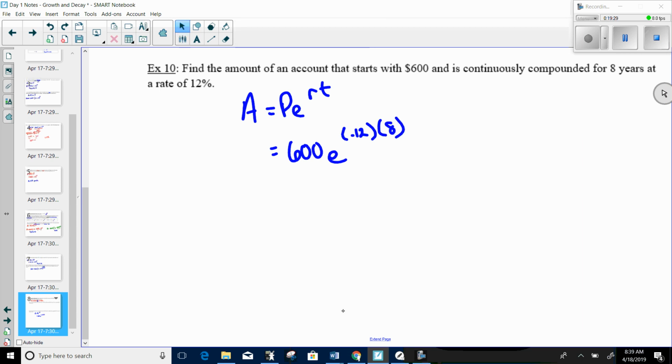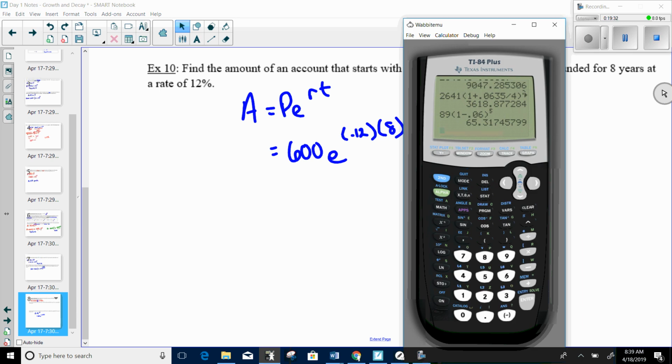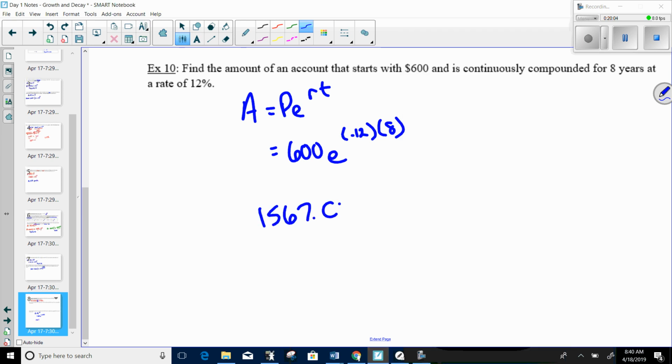So again, what you do is you use your calculator. So you do 600. And then there is an E above the division sign. So you hit second E, and that's second division sign. And then you raise it and make sure you put your exponent in parentheses, which my exponent is 0.12, which is the percentage, times 8. And if you hit enter, you're going to get 1,567.08 or 02, excuse me. So you get 1,567.02 if you round to 2 decimal places. Is how much money you would have after that 8 years. Okay?